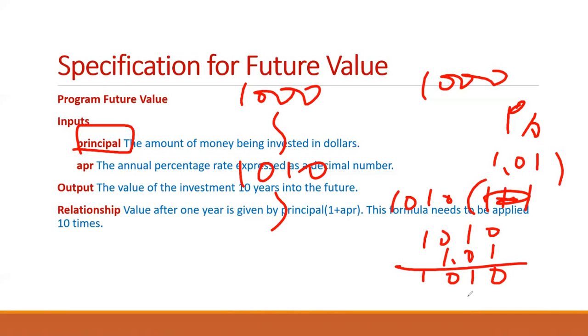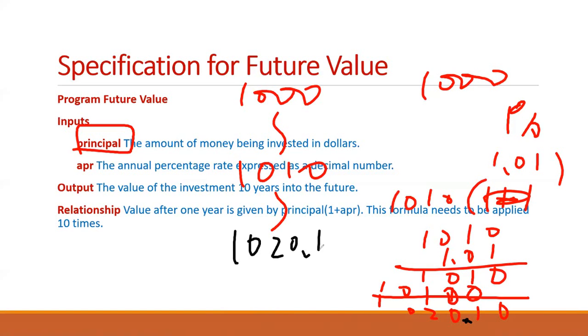So you end up with 1020.10, and then for the second year, take out two decimal points. So you actually have $1020.10 after the second year. Is that okay? And you continue.